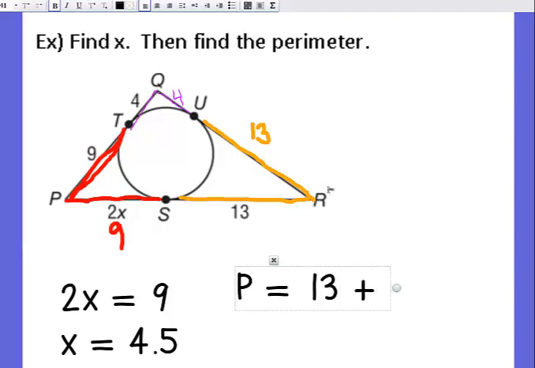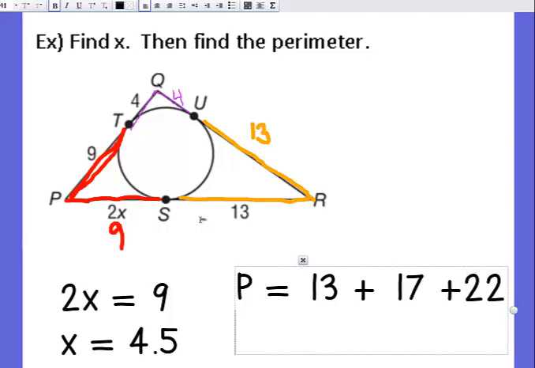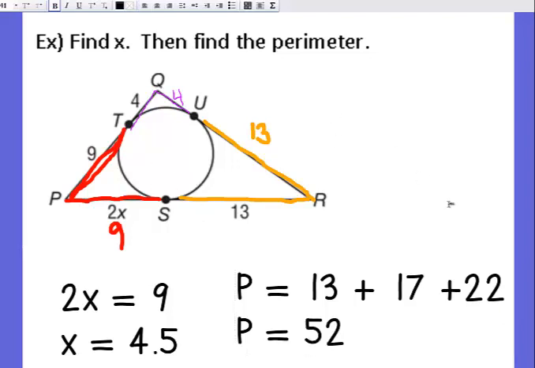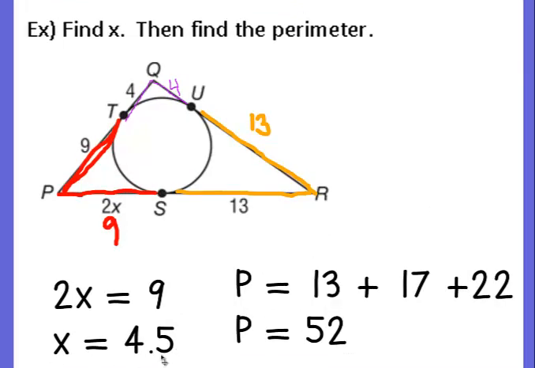Side QR is 4 plus 13, which is 17. And then the third side of the triangle is PR, which is 9 plus 13, which is 22. And so then our grand finale for our perimeter is 13 plus 17 plus 22, which is 52. So there we go. X is 4.5 and perimeter is 52.